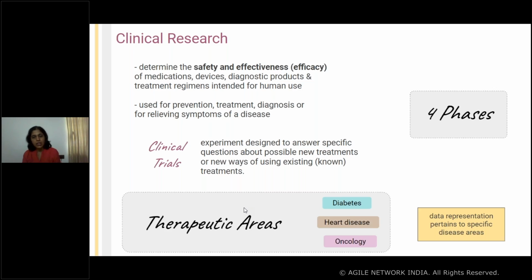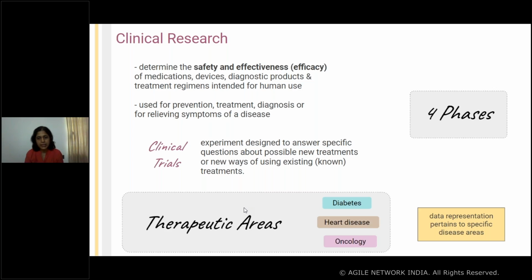And then I just have to let you know that there are 4 phases in the clinical trials also. 1, 2, and 3 will be related to the trials which happen before the drug is made available in the market, and phase 4 happens after the drug is available in the market to the wider masses.